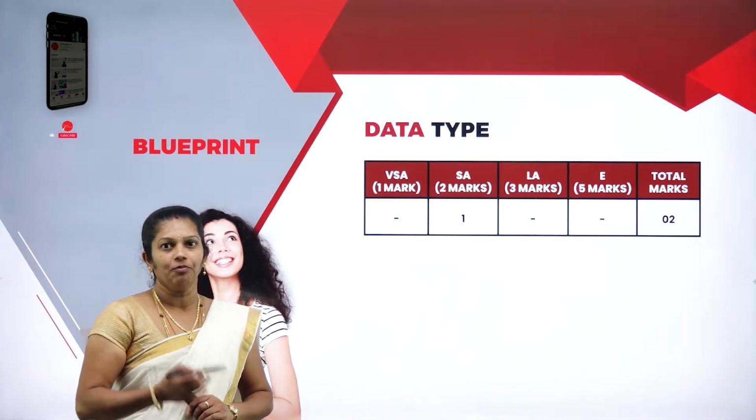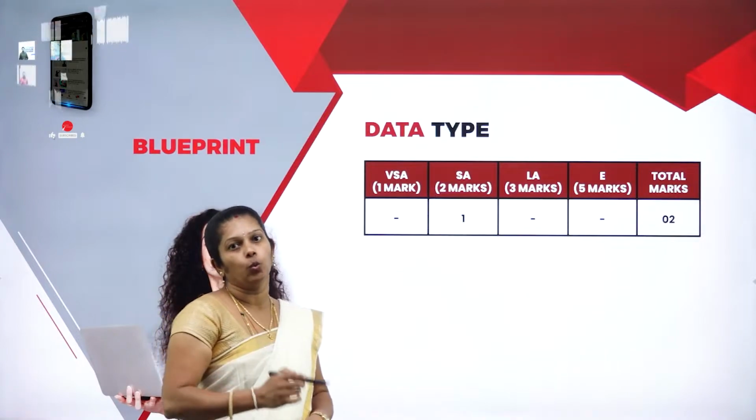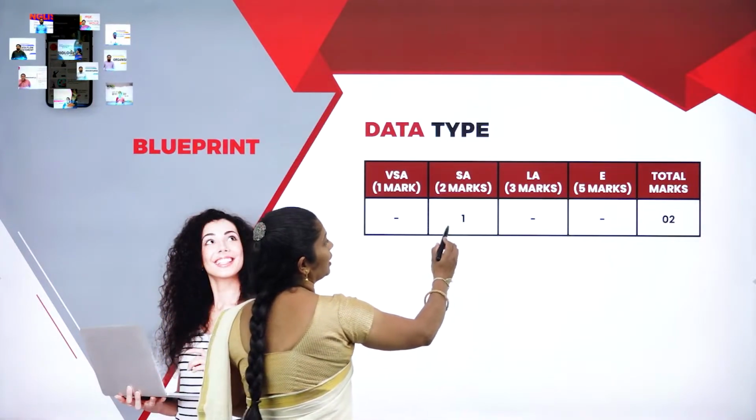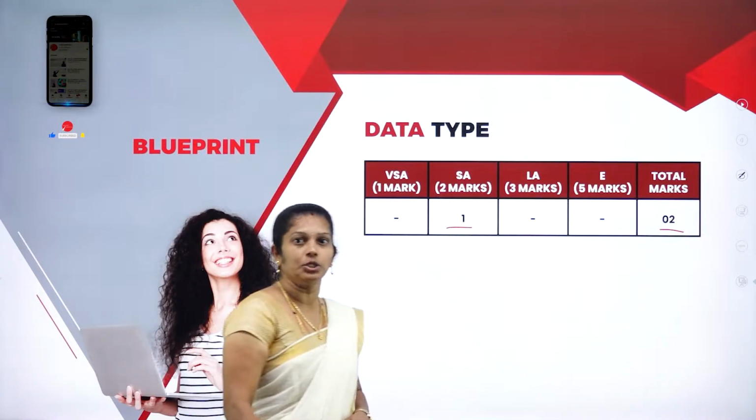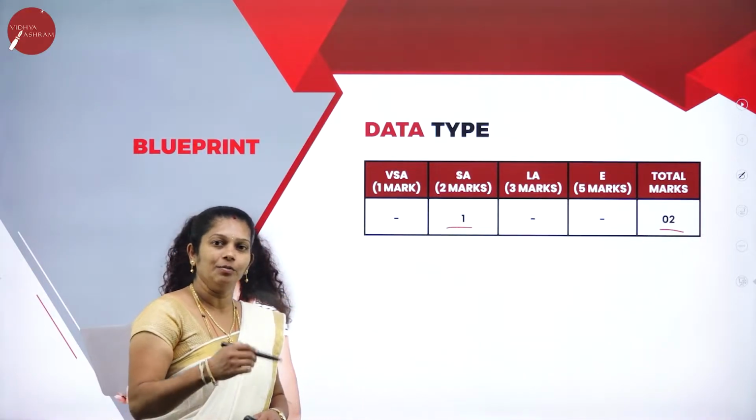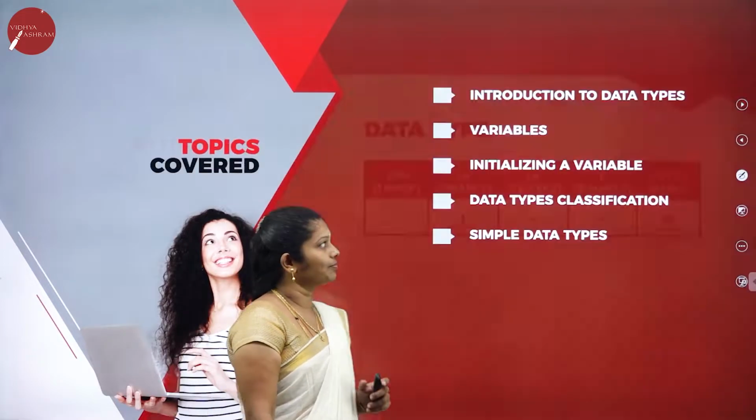In the annual exam, from this chapter, you will get only one question, in Part B, only for 2 marks. The total weightage of this chapter is only 2 marks in the annual exam. Only a simple question you will get from this chapter.